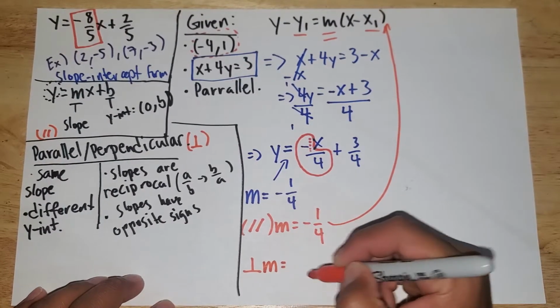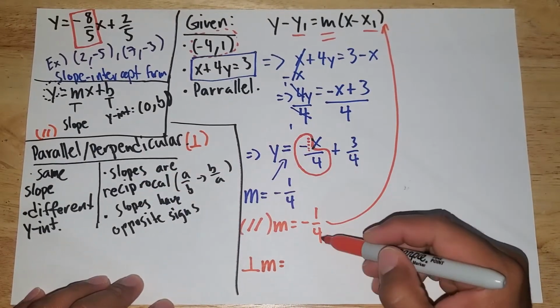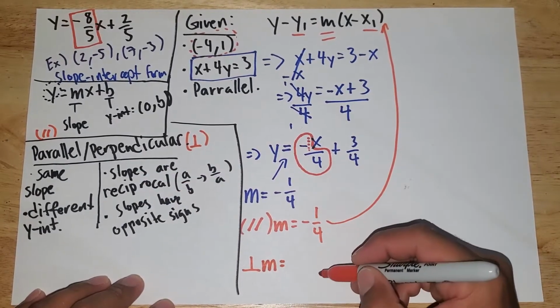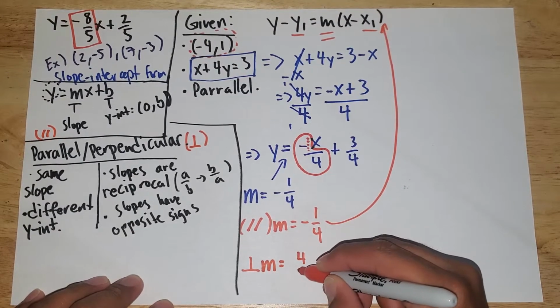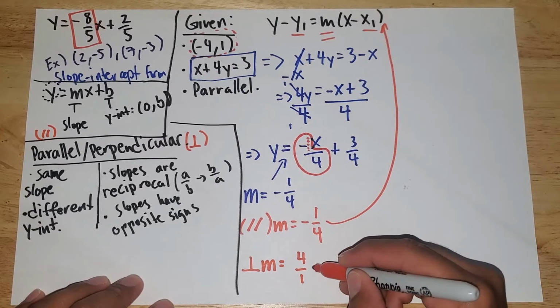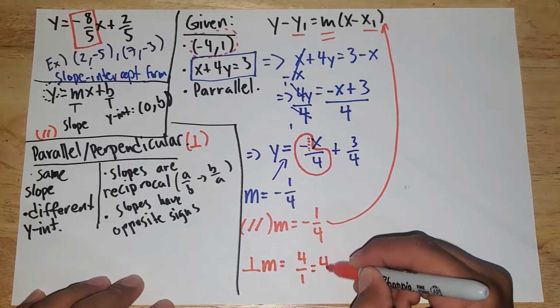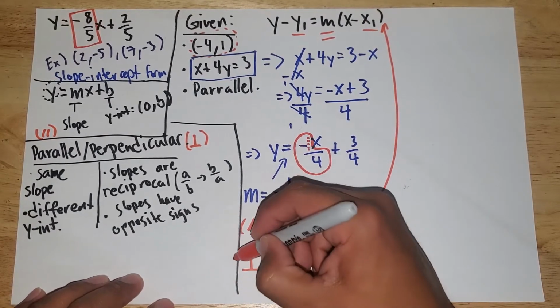If I was doing perpendicular, I would have to do the reciprocal. So instead of 1 over 4, it'd be 4 over 1. And then instead of being negative, it would have been positive, which is the same thing as just saying 4. But again, this is for perpendicular.